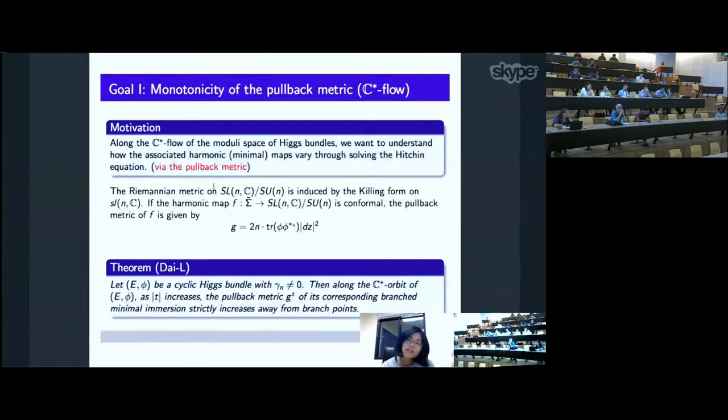Here the condition gamma n being non-zero is important. If it's 0, it's fixed under this C-star orbit, so we don't need to say it changes because it doesn't change. And what does branch point mean? The branch points are exactly the points where phi equals 0. If phi equals 0 at one point, under this C-star action it stays at 0, so it's always branched at the same point. So we cannot say the metric changes at those points. But away from such points, the pullback metric strictly increases.